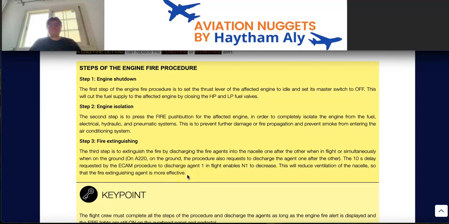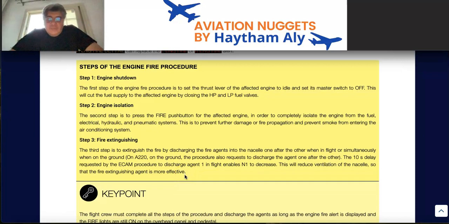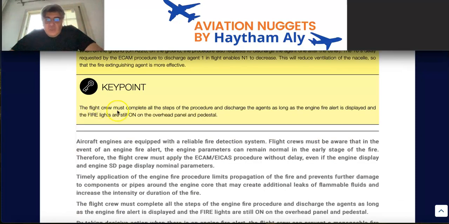Okay, everybody? So as a key point, everybody, the flight crew must complete all the steps of the procedure and discharge the agent as long as the engine fire alert is displayed and the fire lights are still on the overhead panel and pedestal.